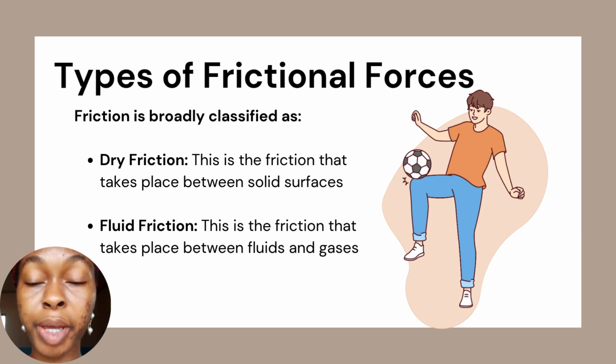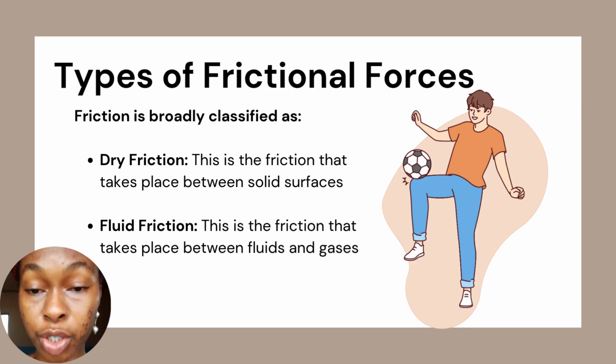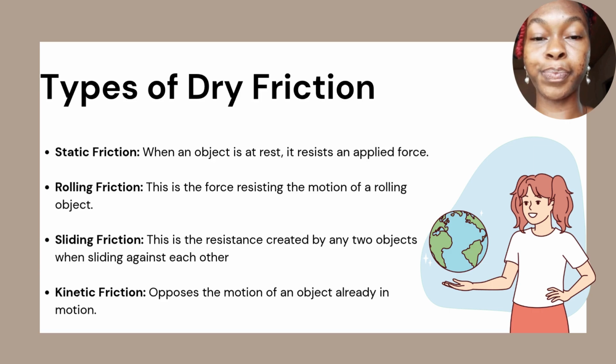There are two main types of friction, the dry friction and the fluid friction. The dry friction is a friction that takes place between solid surfaces, while fluid friction is a friction that takes place between fluids and gases. So, there are four types of dry friction. The first is the static friction. This is a friction that is applied when an object is at rest.